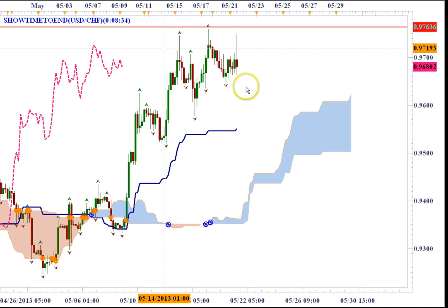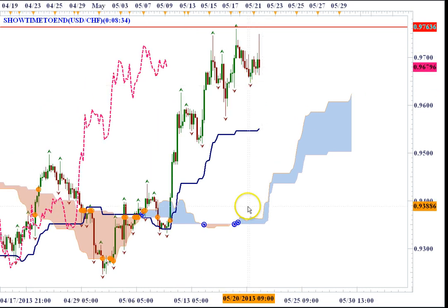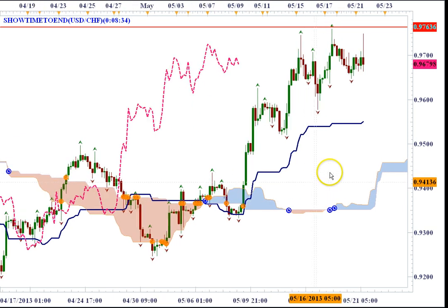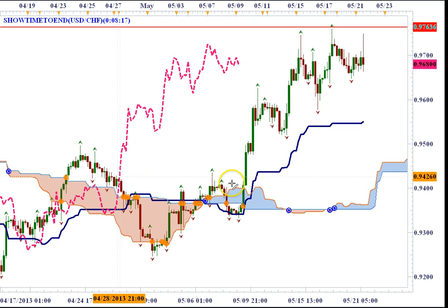So US dollar, Swiss franc, same thing. Very easy to do, very simple to see. You break out here. Where's price 52 periods ago? Let's see. It's just above price. All right, so we could get into this trade and you could see it worked out.